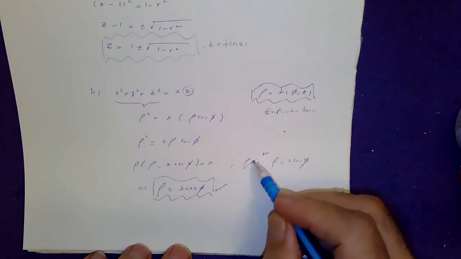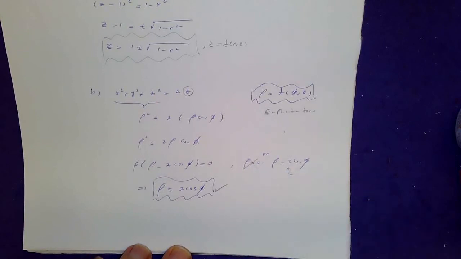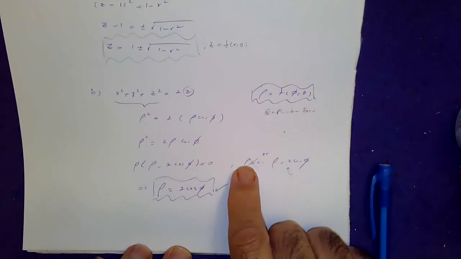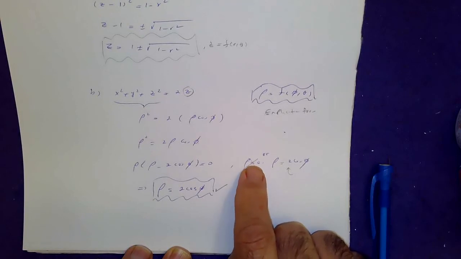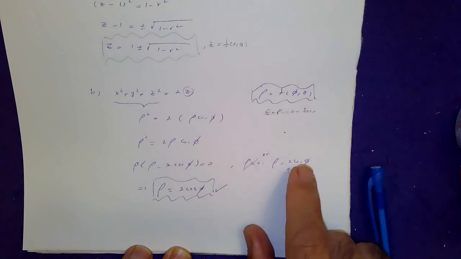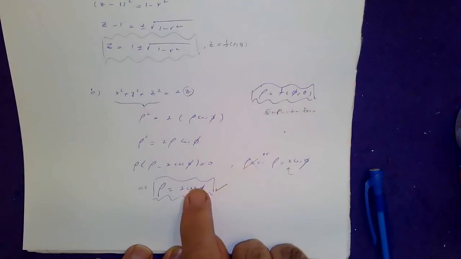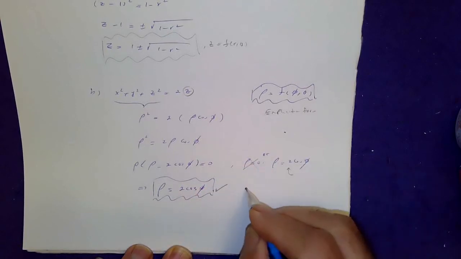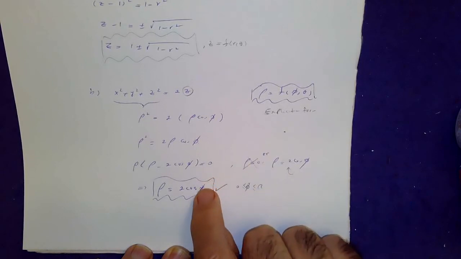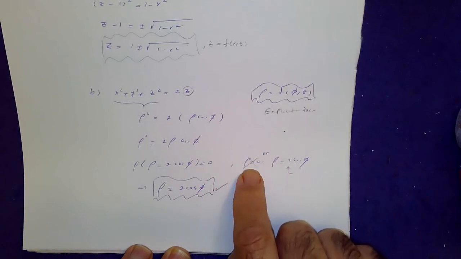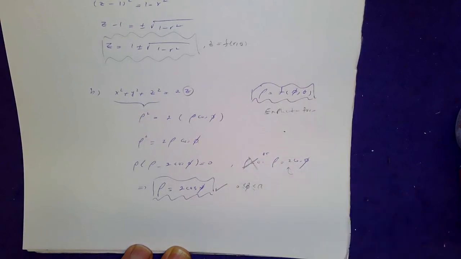Why is it that I rejected this? I only kept this because rho is equal to 0 is built into this equation. So there is no need to mention this twice, it would be redundant. Why? If phi is equal to pi over 2, rho will be 0. So it's in here, because remember, phi goes from 0 to pi. When phi is pi over 2, you get rho is equal to 0. So there is no need to mention this.